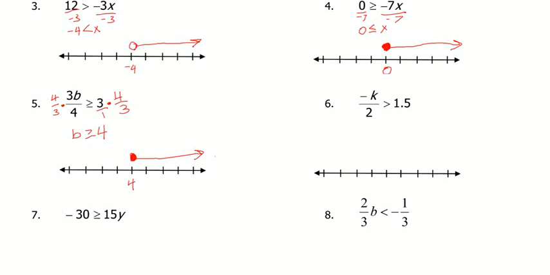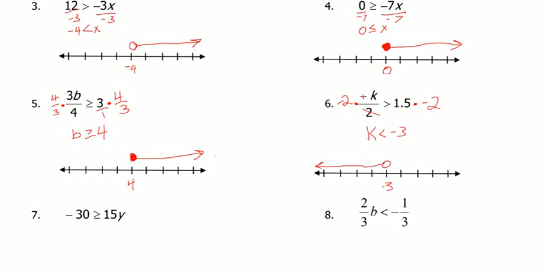Alright, number 6. We're going to multiply both sides by negative 2. That's going to get rid of the negative in front of the k and get rid of this 2 on the bottom. So multiply that by negative 2. Since I'm multiplying by a negative, I need to switch my sign. That's going to be k less than negative 3. So I put my negative 3 in the middle with an open dot. K is smaller, so we're going to go to the left.